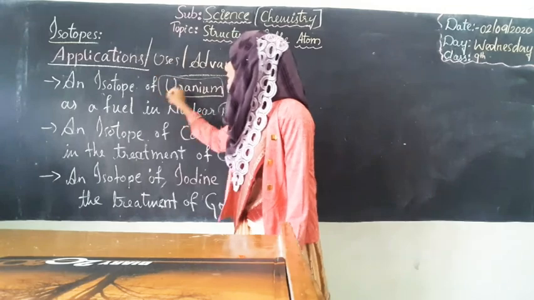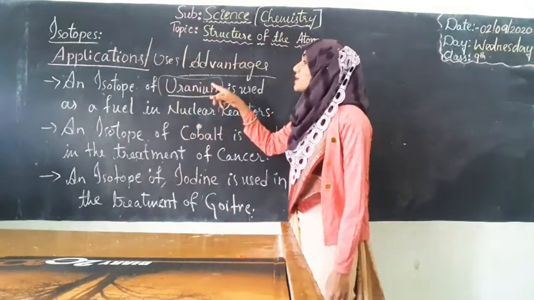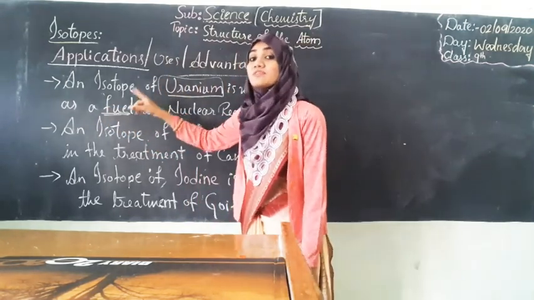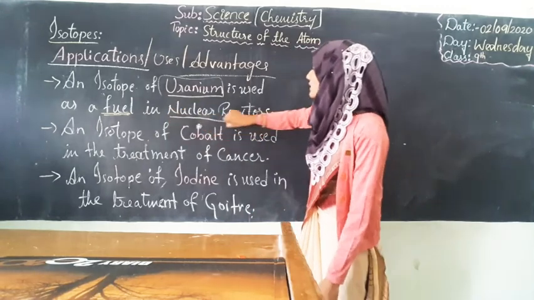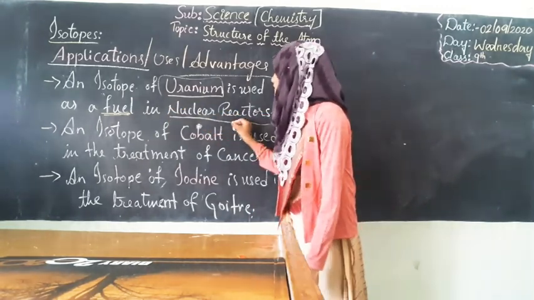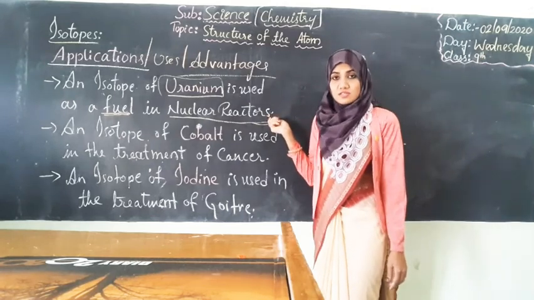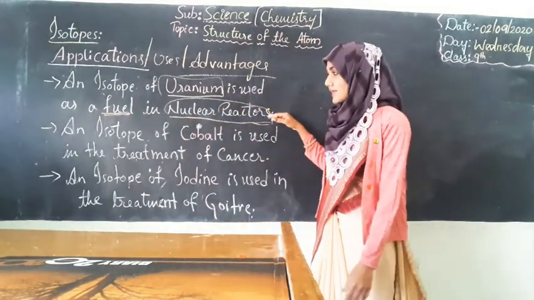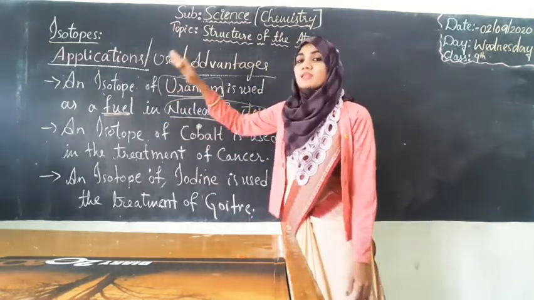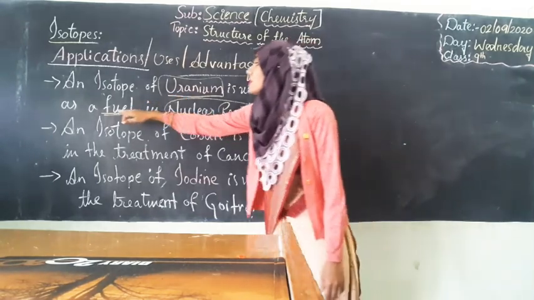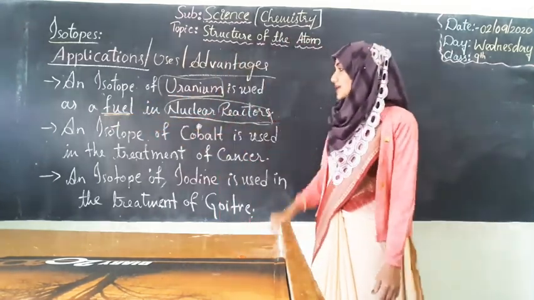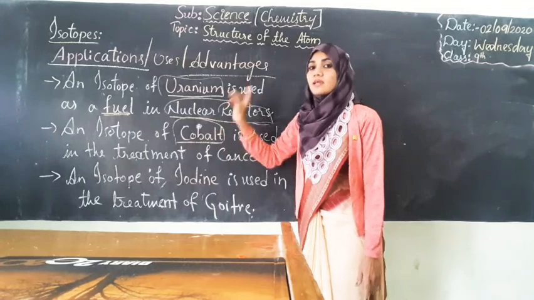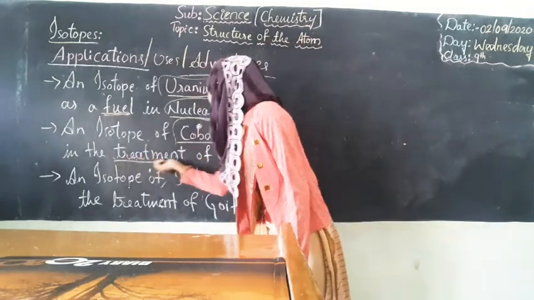Uranium is an element, and the isotopes of uranium are used as a fuel. Where? In the nuclear reactors. And what are nuclear reactors? They are the tools which are used in research, right? So the isotope of uranium is used as a fuel in the nuclear reactor, whereas an isotope of cobalt, one more element, is used in the treatment of cancer.